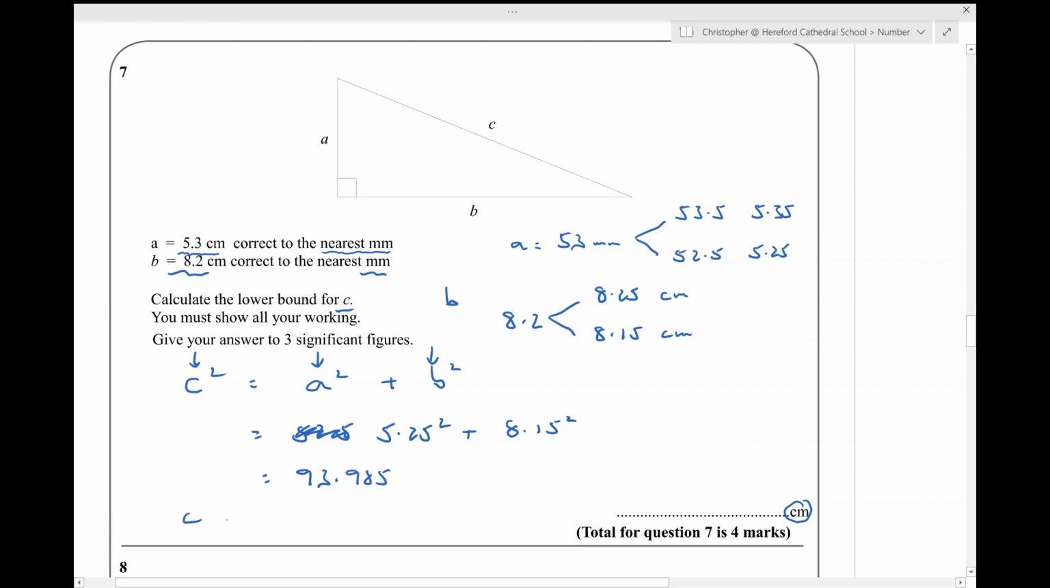So that gives me a C squared of 93.985. So that gives me a C of the square root of 93.985. Now I'm going to give my answer to 3 significant figures. On my calculator I've got 9.6945 and so on. To 3 significant figures, 9.69. Will it round up? No, it won't. 9.69. And that's question 7 complete.